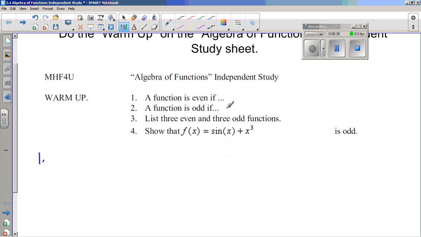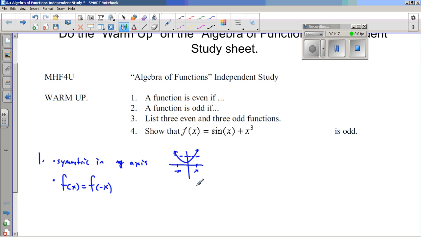Number one, a function is even if, well, there's two things that you could say, right? It's symmetric in the y-axis. There's an example right here. It's even when you can flip it this way. And the more algebraic rule is that f at x is equal to f at minus x. What that's saying is it doesn't matter whether you put in a positive or a negative number, I'm going to get the same output value, f. And this is the algebraic version of even.